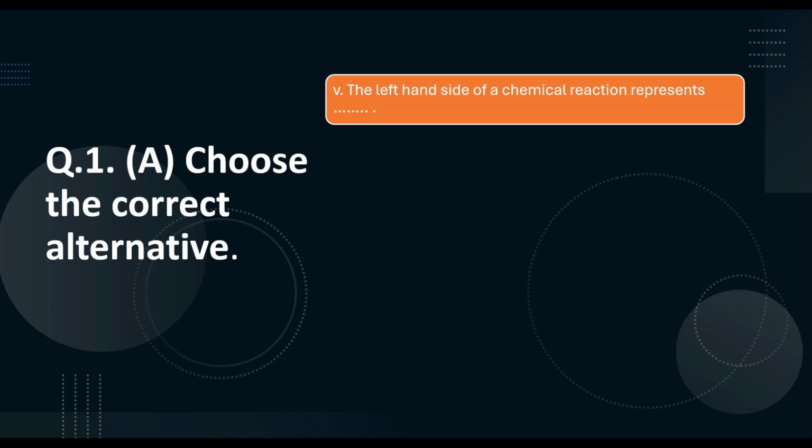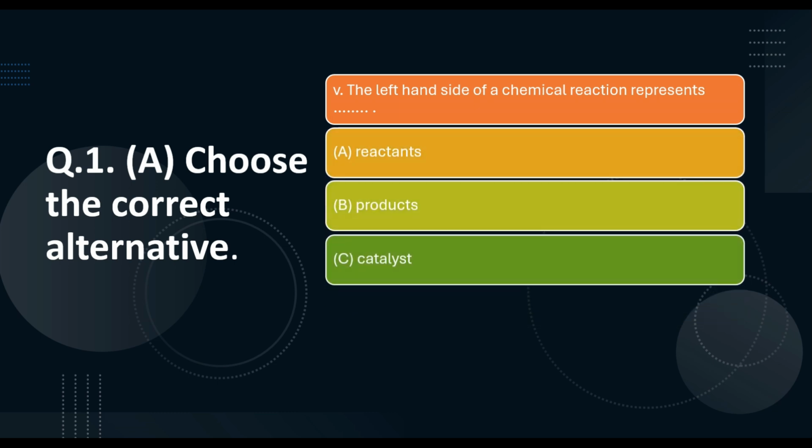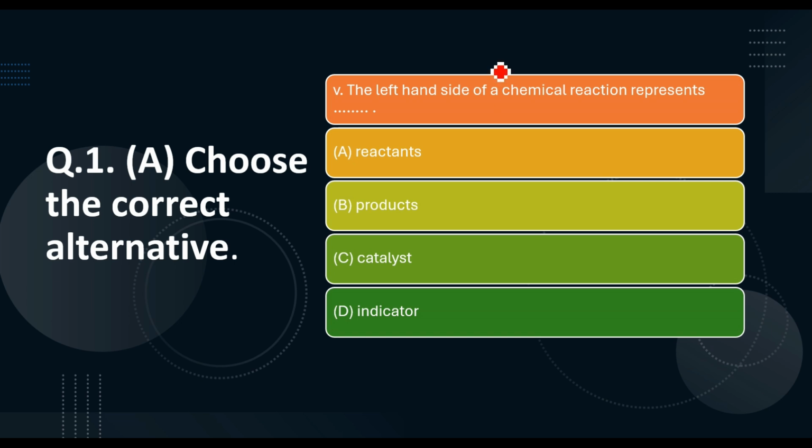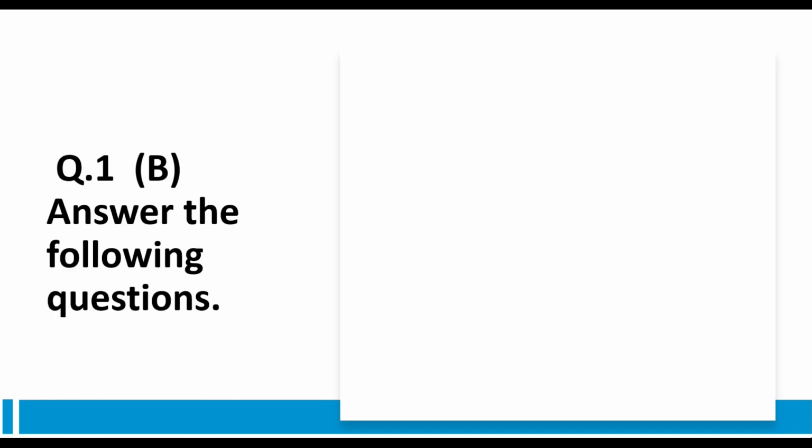The left hand side of a chemical reaction represents the reactant. Whenever we write any chemical reaction, it has a reactant followed by the product. So the options are reactant, product, catalyst and indicator. Always on the left hand side we have a reactant. Therefore option A is the correct answer of this particular question. This is what we have regarding question number 1.